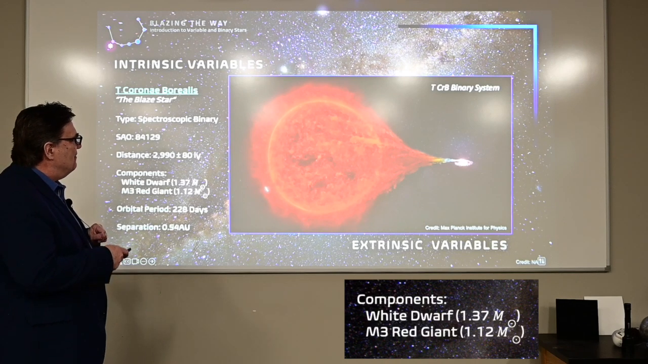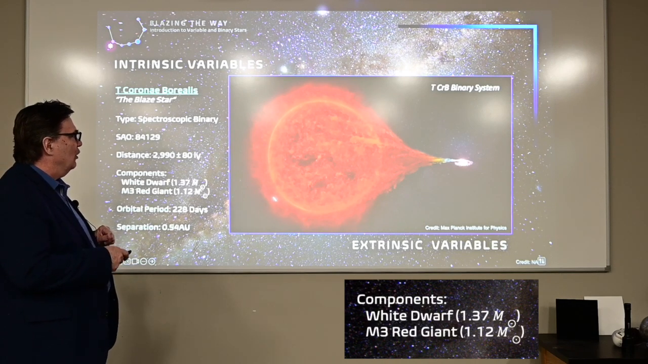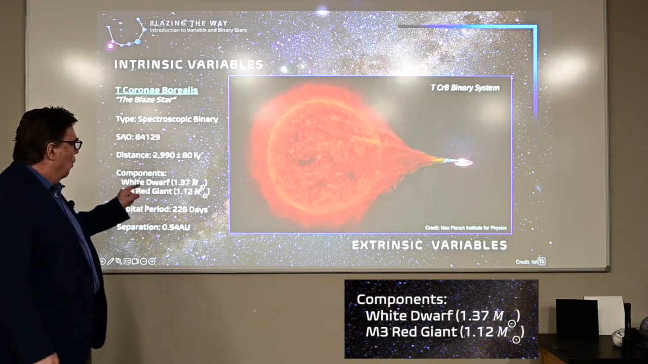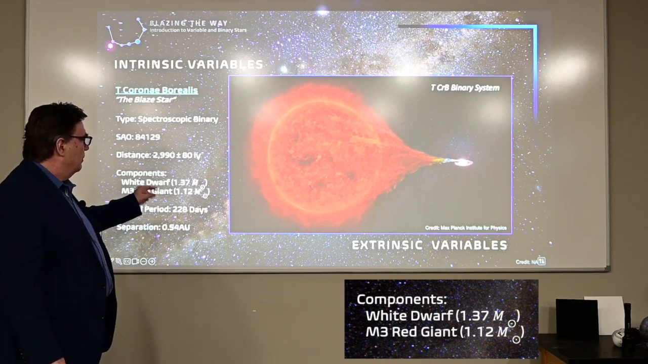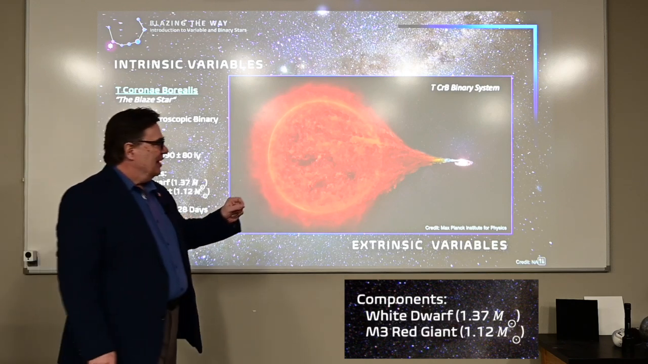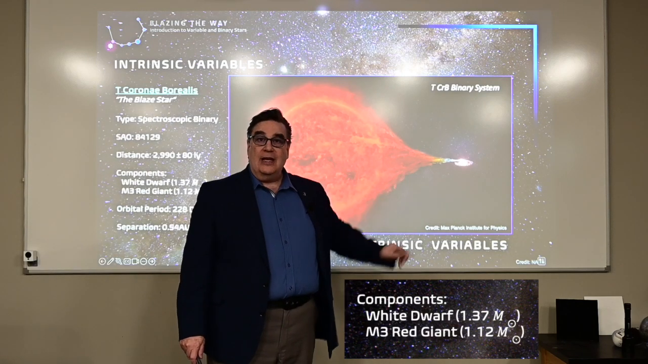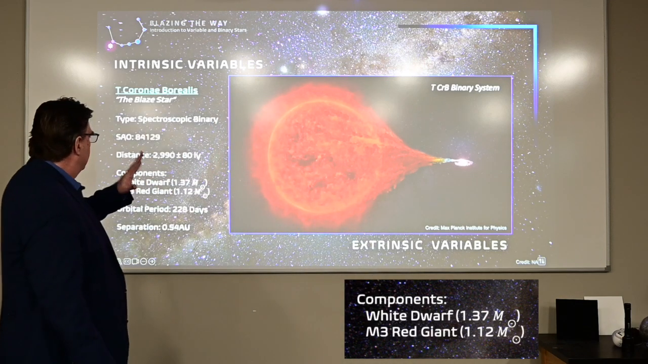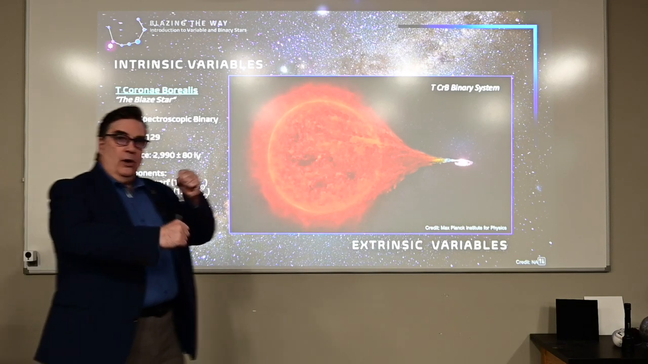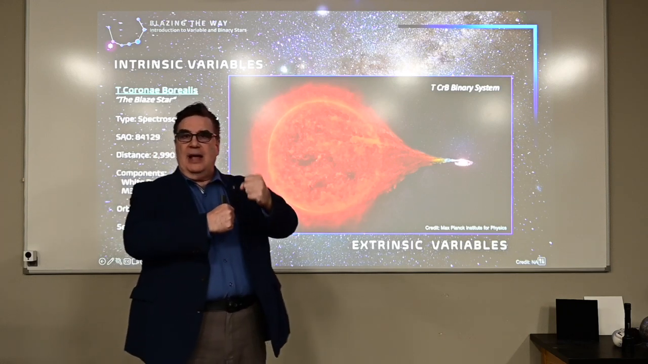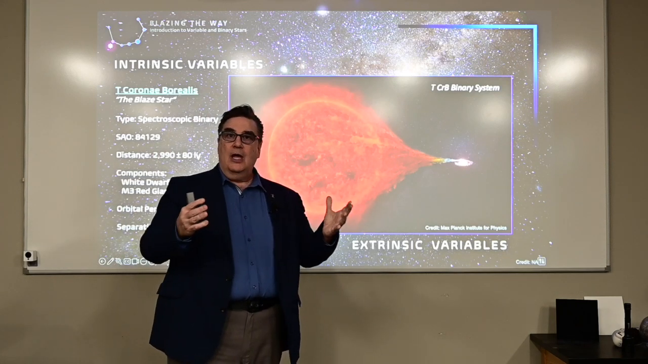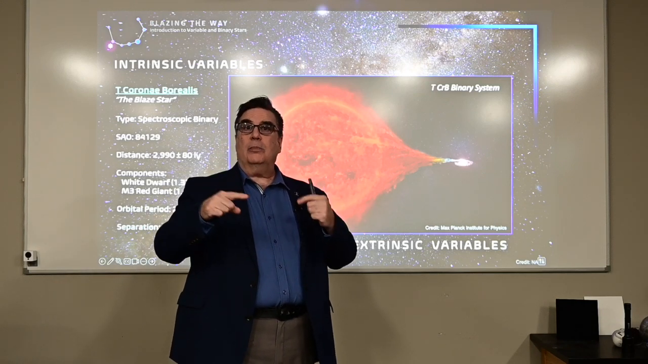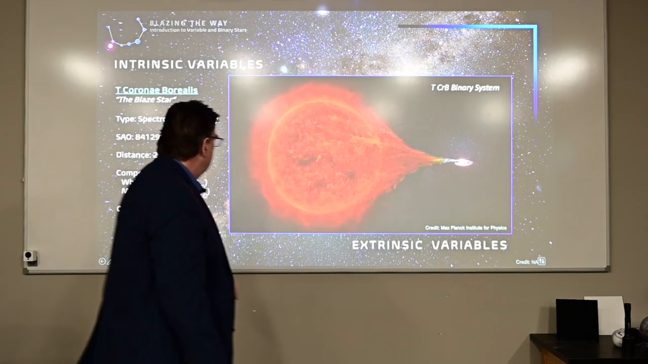This is about 75 times larger than the sun, and look at its mass. 1.12 solar masses. So yes, that little white dwarf is more massive than that giant red star. They have an orbit around their common center of mass of about 228 days. To put that into perspective, that's about the orbital period of the planet Venus.